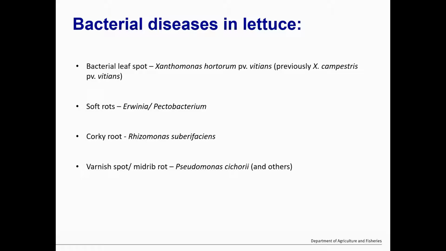You can also see soft rots. These are actually quite general throughout vegetables, caused by various species in Erwinia and Pectobacterium. Those also had a few name changes. Corky root is another one caused by Rhizomonas superfasciens. That one I have encountered once or twice, but less common. And finally, varnish spot, midrib rot, I think sometimes also called tar spot, caused by Pseudomonas cichorii, and that one I've seen a fair bit of.